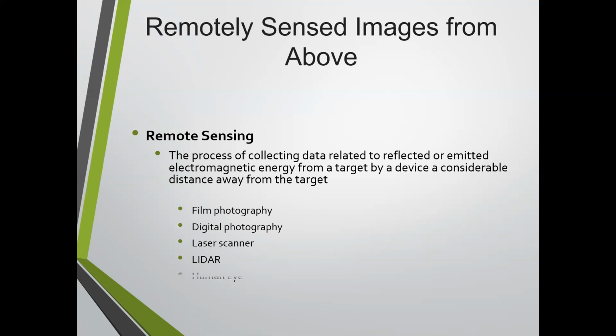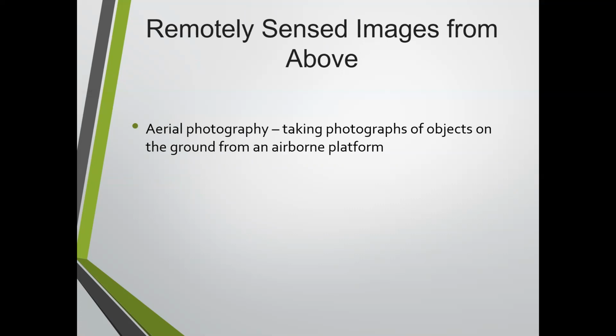photography as well. The human eye is certainly a remote sensing device, but it's a passive type, so all you're getting is whatever reflected radiant energy that's coming into you. That's a type of remote sensing device. So aerial photography, that's what we're going to focus in on primarily. That's what he focuses on in this chapter.